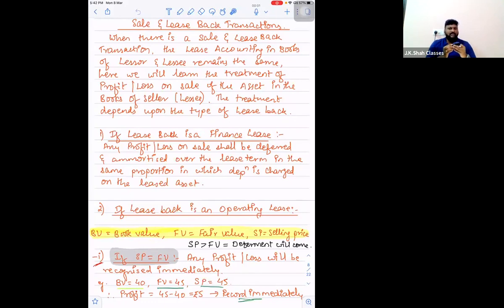Means first I sold this asset to Anshul, and this same asset I'm taking back from Anshul on lease basis. And the lease can be any. It can be an operating lease or it can be a finance lease. Half of you may be wondering, sir, why are you doing this? You already had the asset, no? So why are you first selling the asset and then again taking it back on lease? Why are you doing all these things?